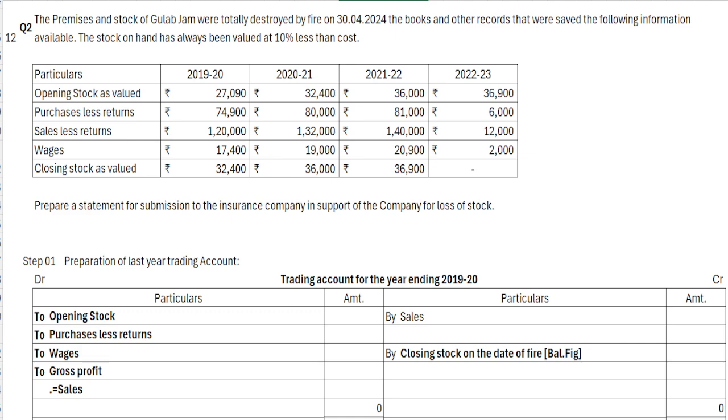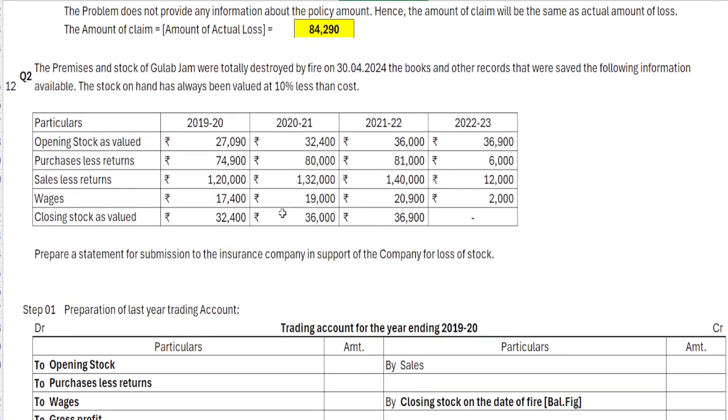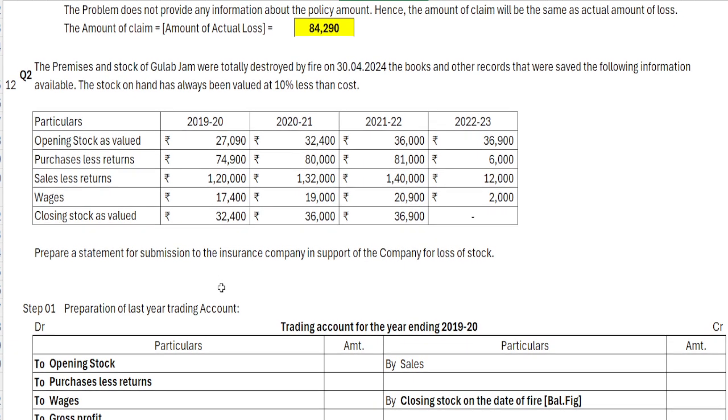Let's calculate the amount of claim when details of multiple years are given. According to gross profit, which we have to calculate, they will be given indirectly. We have to calculate gross profit, then gross profit rate, then average of gross profit, then continue with the memorandum trading account and so on. So when multiple years' opening stock, purchases and sales are given, how do we calculate the amount of claim? Let's see.